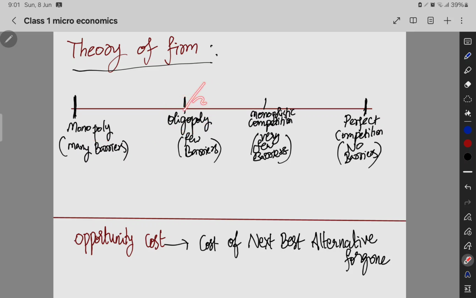For example, Airtel, Jio, etc. There are few companies and few barriers, but still there are barriers. When it comes to monopolistic competition, there is almost no barrier. Airtel, Jio, etc. And here I am seeing KFC chicken. Are there any barriers? There are very few barriers.